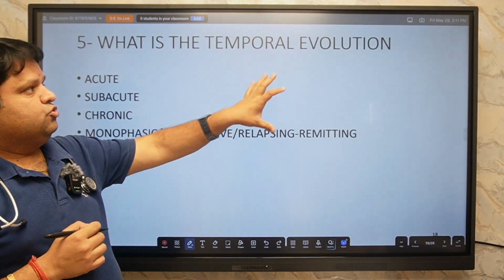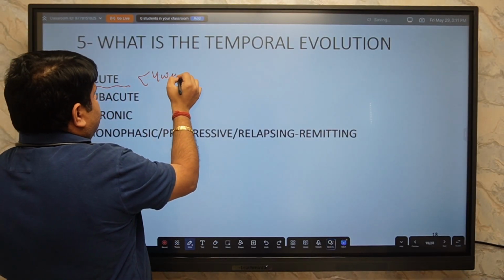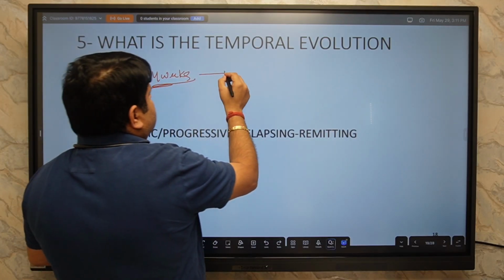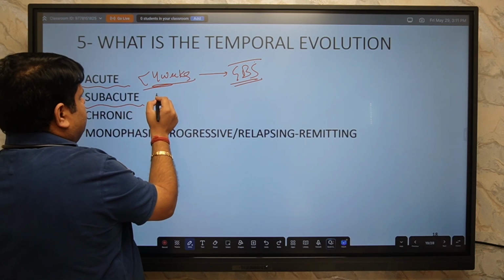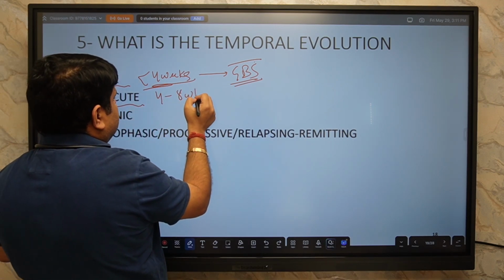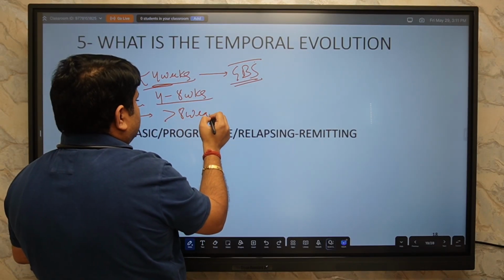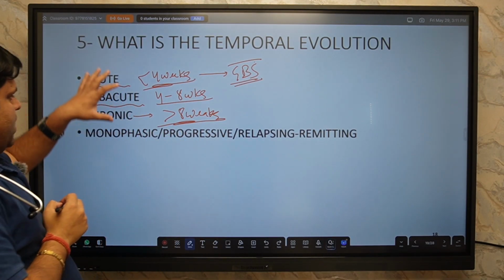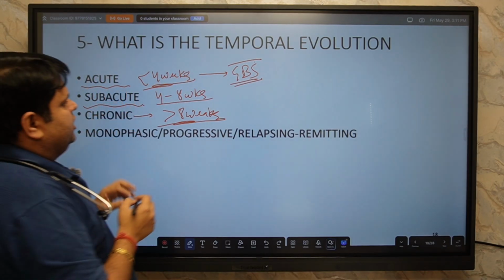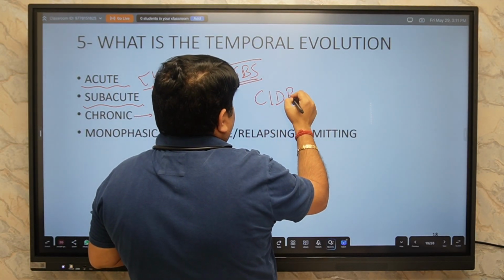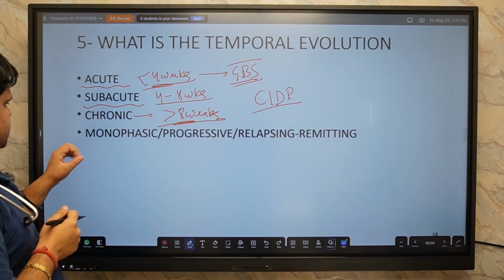What is the temporal evolution? What is the duration of the history? If there is a history of less than 4 weeks, this is an acute neuropathy. A common cause is Guillain-Barré syndrome. If there is a subacute history, it is 4 to 8 weeks, and chronic is more than 8 weeks. Acute is usually GBS. In chronic there may be CIDP, and others like diabetic neuropathy or vitamin B12 deficiency usually present as chronic.